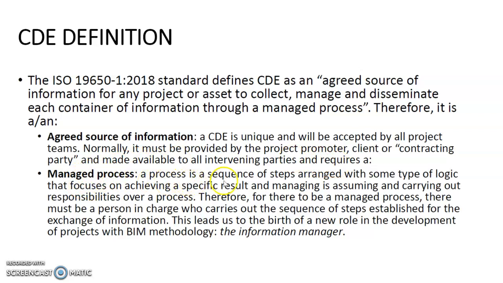A process is a sequence of steps arranged with some logic, okay, that focus on achieving a specific result, and managing is assuming and carrying out the responsibility over a process. Therefore, for there to be a managed process, there must be a person in charge who carries out the sequence of steps established for the exchange of information. This actually leads us to the birth of a new role in the development of projects with BIM methodology, the Information Manager.